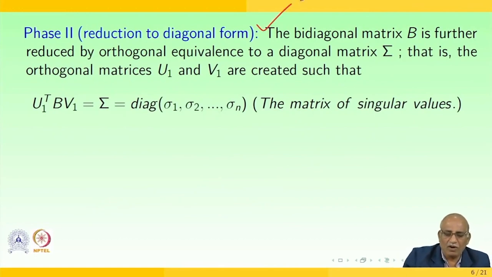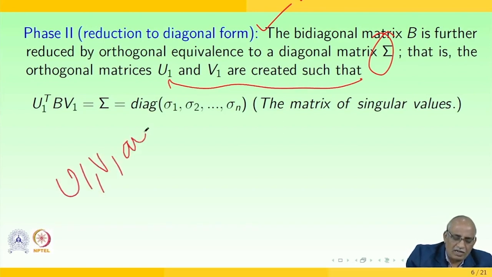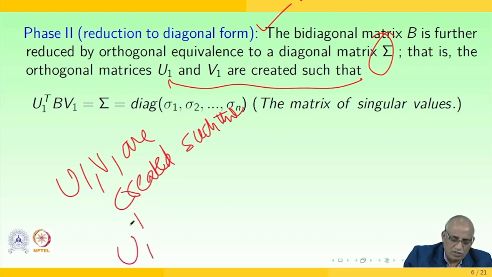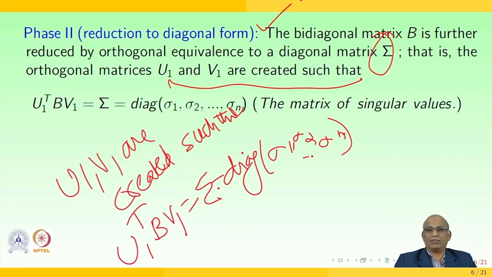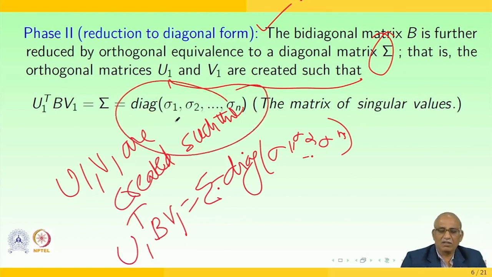Now, in phase 2, the bidiagonal matrix B is further reduced by orthogonal equivalence to a diagonal matrix sigma. That is, the orthogonal matrices U1 and V1 are created such that U1 transpose B V1 is equal to sigma, which is the diagonal of sigma 1, sigma 2, up to sigma n. That is, the matrix of singular values, where the sigmas are singular values.